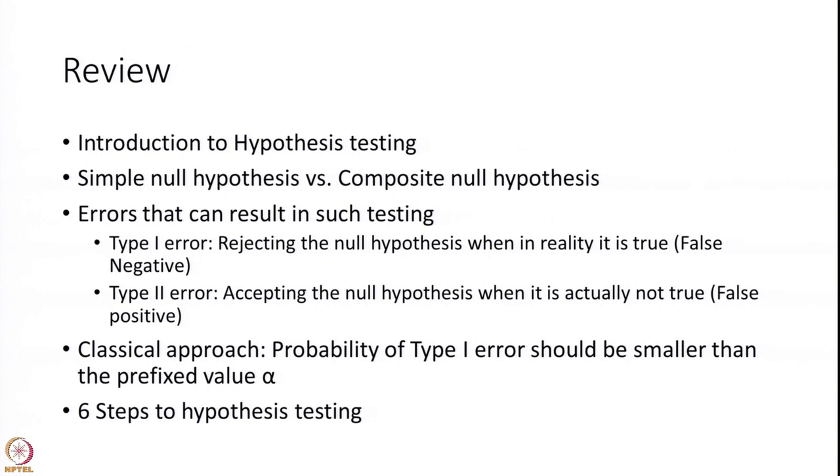Our idea in the classical approach is to minimize the type 1 error and later on study the type 2 error, which also gives us, by subtracting it from 1, the power of the test. Then we went through 3 steps of classical hypothesis testing.